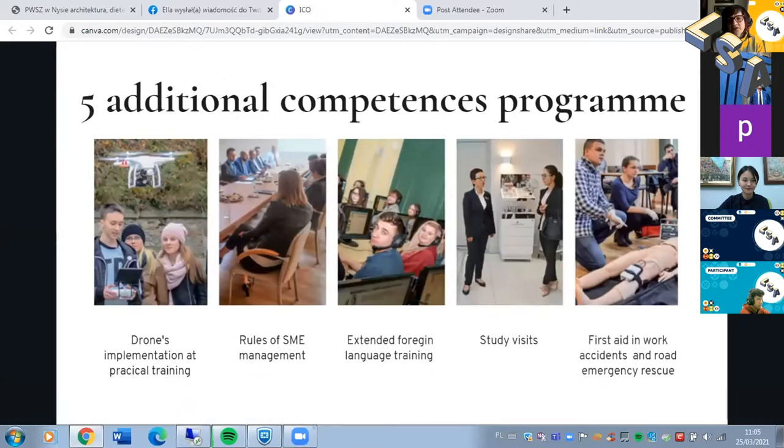As a practical university, we introduced something additional for our students. Every student finishing our university, and also every exchange student when they join us, can learn some additional competences. This program includes, firstly, drones implementation and practical training. Drones are quite an urgent topic recently. Every student can do it just as an introductory course or get the full certificate of the advanced course in drones operation.